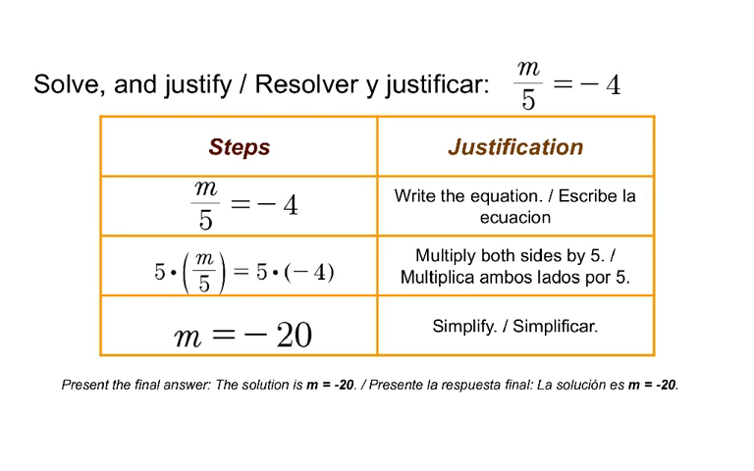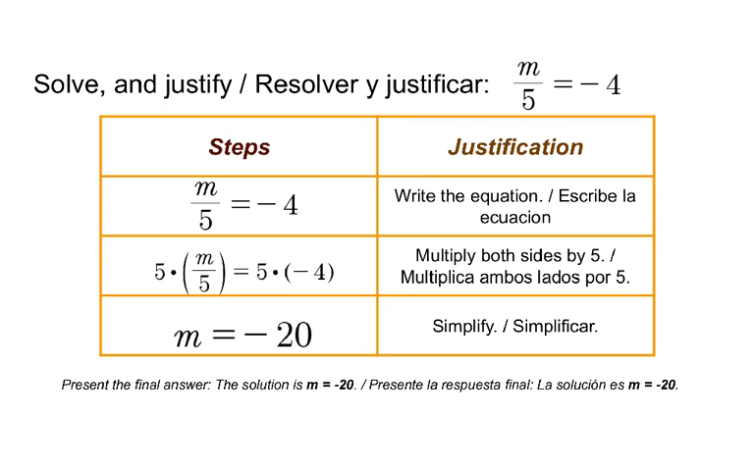Let's solve m divided by 5 is equal to -4. So notice that m is being divided by 5, so that means after we write the equation, our first step to solving it will be to undo that division using its inverse operator of multiplication. And what we do to one side, we do to the other. What we do to one term, we do to the other with multiplication and division.